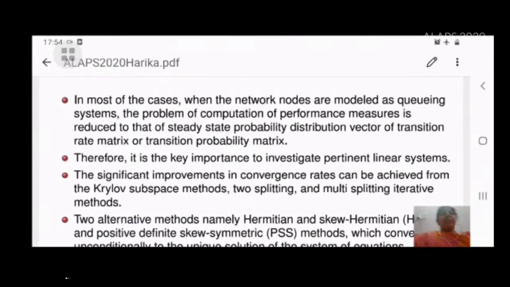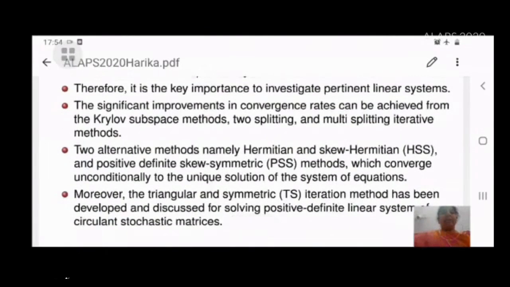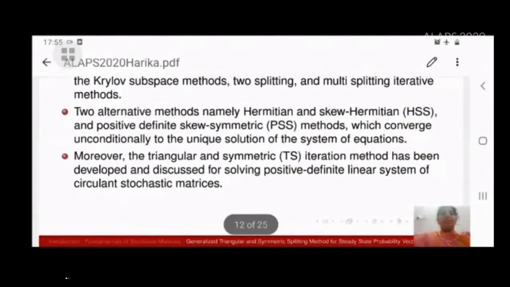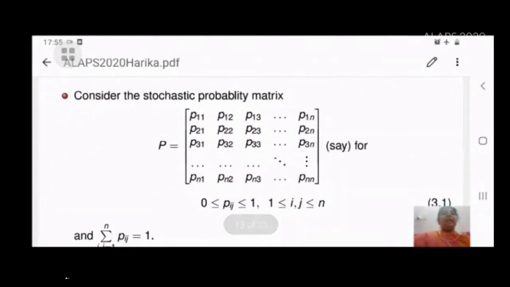Significant improvements in convergence rates can be achieved from the Krylov subspace methods, two-splitting and multi-splitting iterative methods. The alternative methods, namely Hermitian and skew-Hermitian and positive definite skew-symmetric methods, converge unconditionally to the unique solution of the system of equations. Moreover, the triangular and symmetric iteration method has been developed and discussed for solving the positive definite linear system of stochastic matrices. Here, P is the stochastic probability matrix.